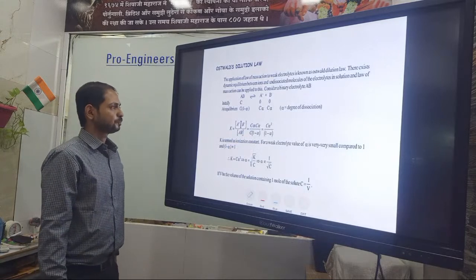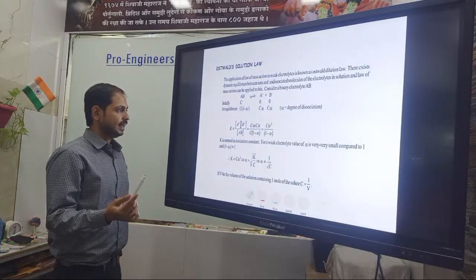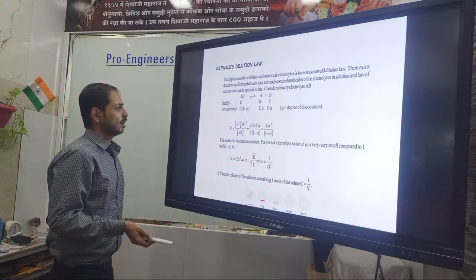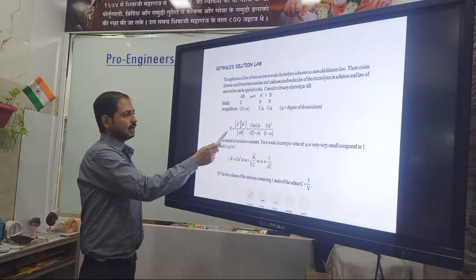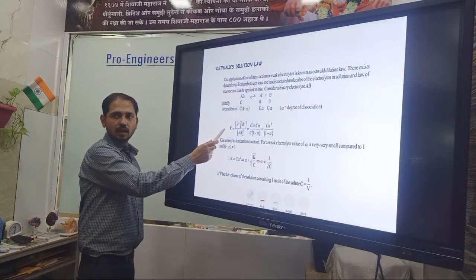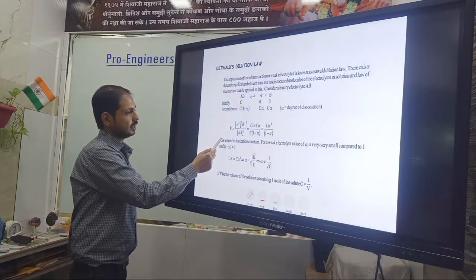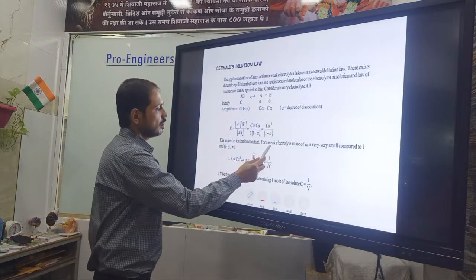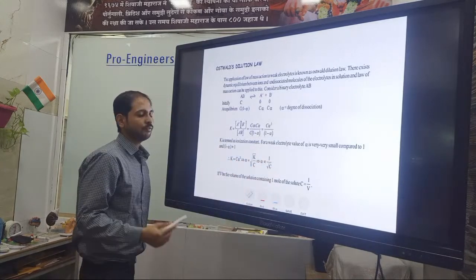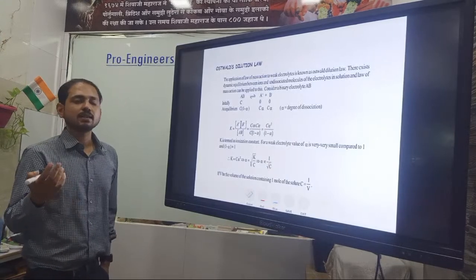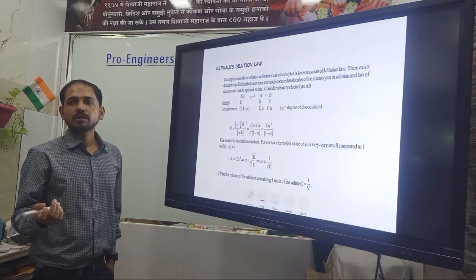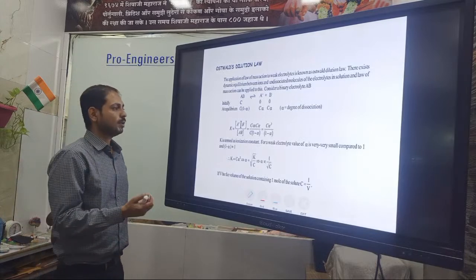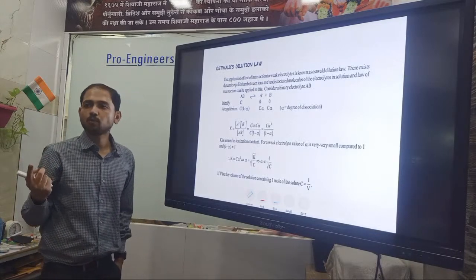Here one mathematical assumption we need to take. K is considered an ionization constant, like an equilibrium constant, nothing different. For weak electrolyte, if we consider alpha is very small, alpha is almost negligible compared to 1, right? So 1 minus alpha we can write as 1.